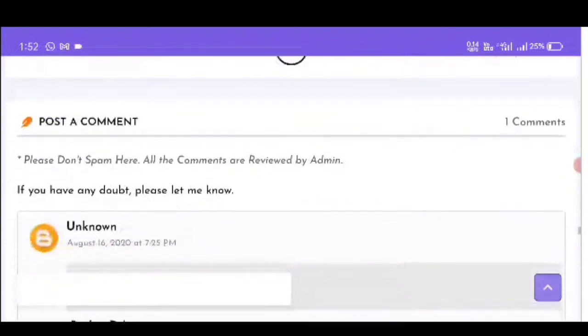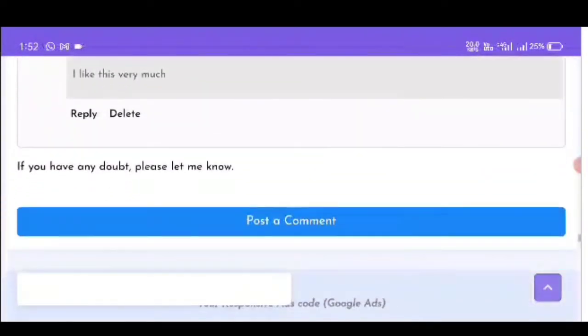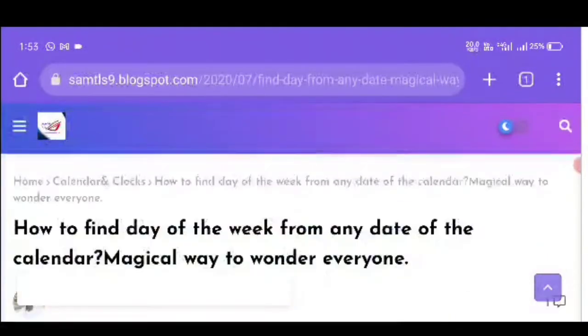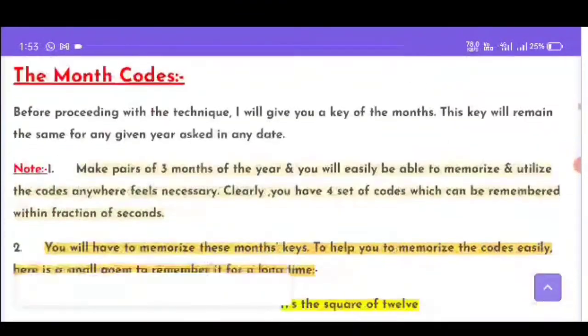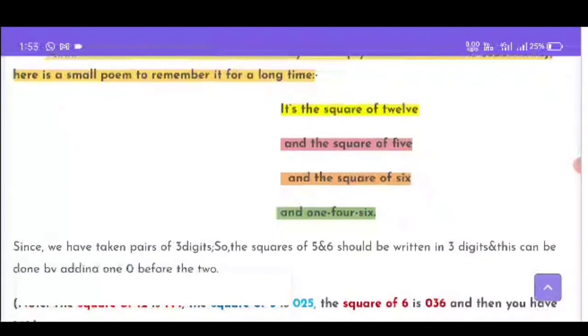I hope you understand this poem very well. So you can remember the month keys by it: the square of 12, the square of 5, the square of 6, and 146.